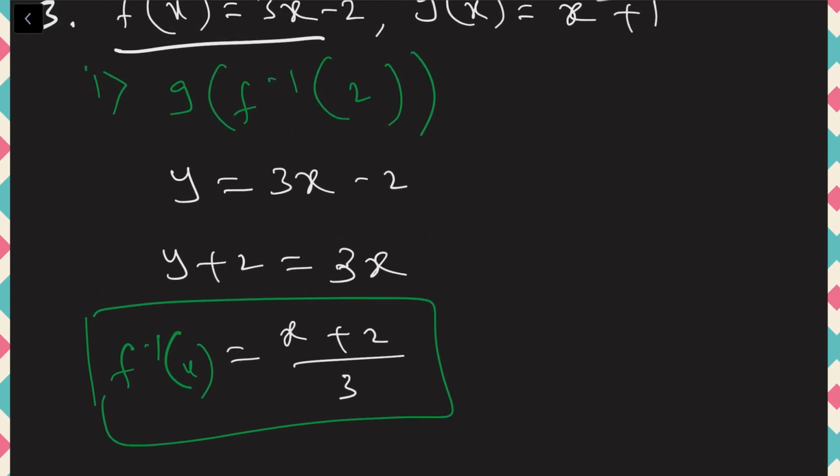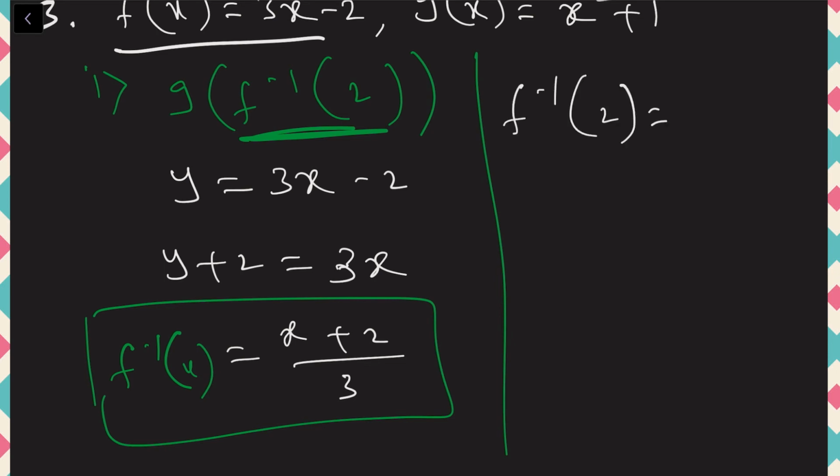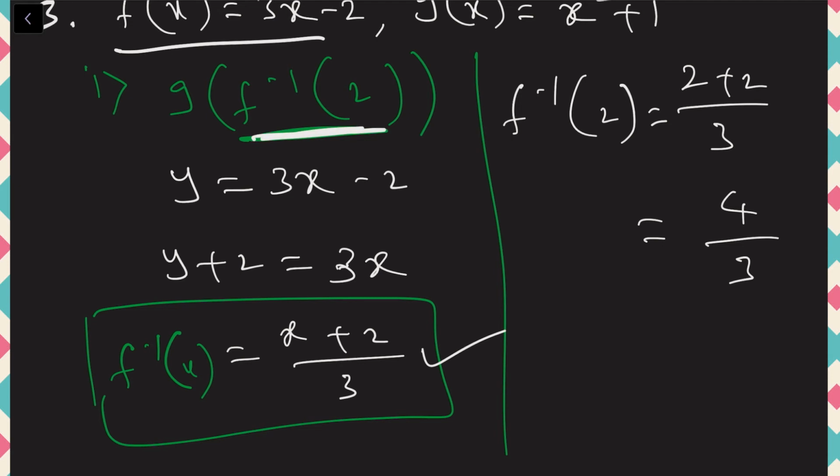Now we want the value of F inverse of 2. F inverse of X we got as X plus 2 by 3. So in the place of X substituting 2, 2 plus 2 divided by 3, that is nothing but 4 by 3. So F inverse of 2 we got as 4 by 3. Now we want G of 4 by 3.